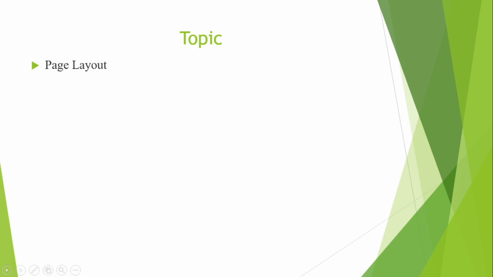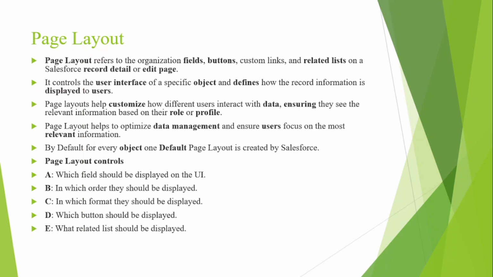The topic we are going to cover in this session is page layout. Approximately all the standard objects have different types of page layouts. Page layout refers to the organization of fields, buttons, custom links and related lists on a Salesforce record detail or edit page. So after filling in all the information, we are redirected to the record detail page. It controls the user interface of a specific object and defines how the record information is displayed to the user.